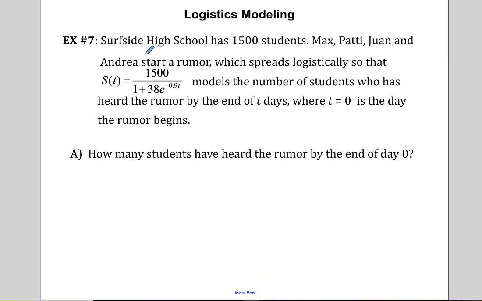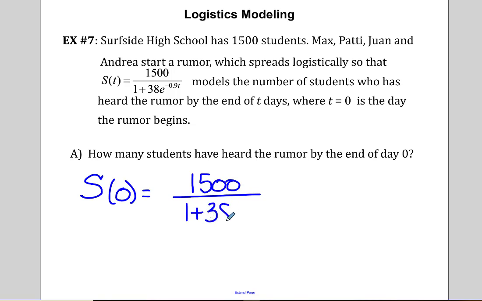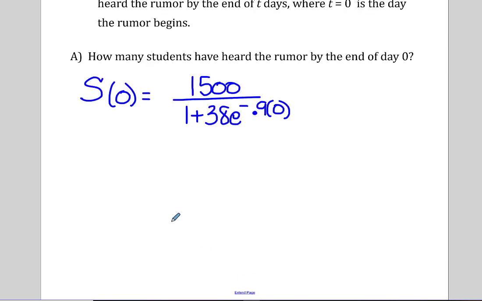Then here's our last example. Surfside High has 1,500 students. Max, Patty, Juan, and Andrea start a rumor, and it spreads logistically so that this is the formula that models the number of students who heard the rumor by the end of T days, and 0 is the day the rumor begins. So we want to know initially how many students heard the rumor by the end of that 0 day. So that would be 38e to the negative 0.9 times 0. So that's 1,500.